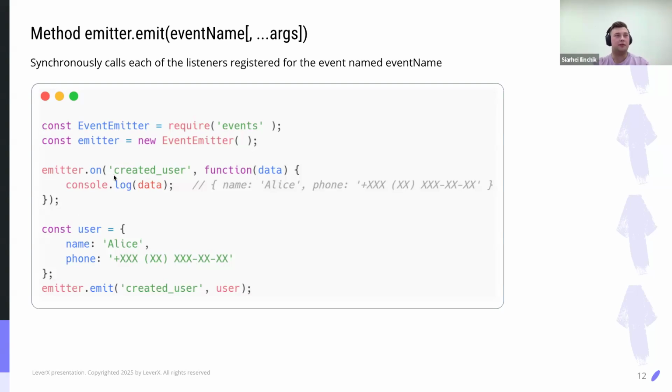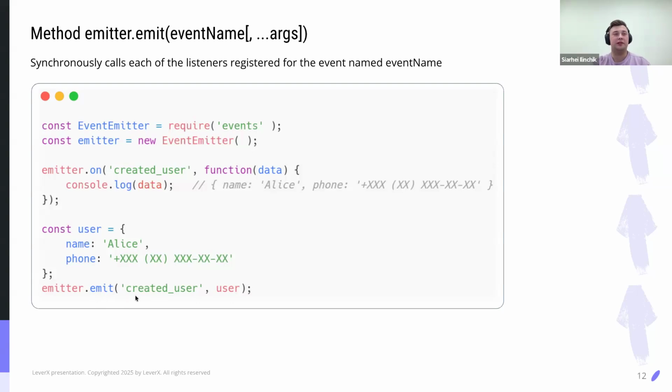After that, we are creating the event listener, which is invoked whenever the created user event is called. For now, we just log the data in the console, nothing special. And then we are creating the user, which is an object. We specify some fields, the user data. And after the user is created, we are emitting the event, user is created, and we're sending the user details.